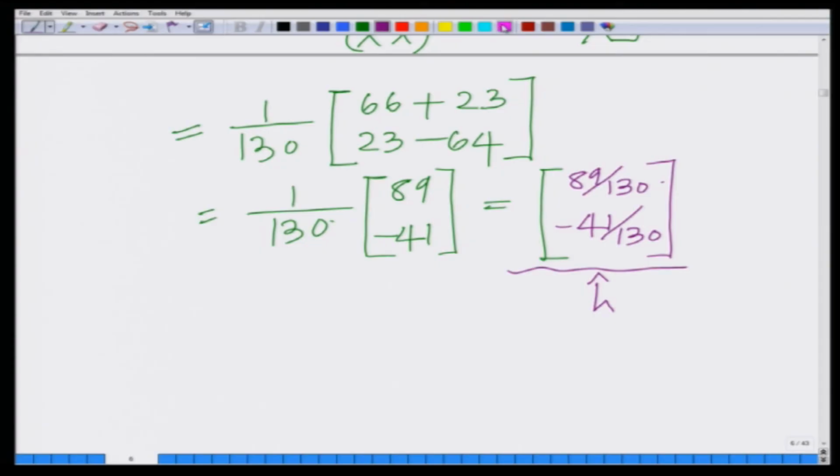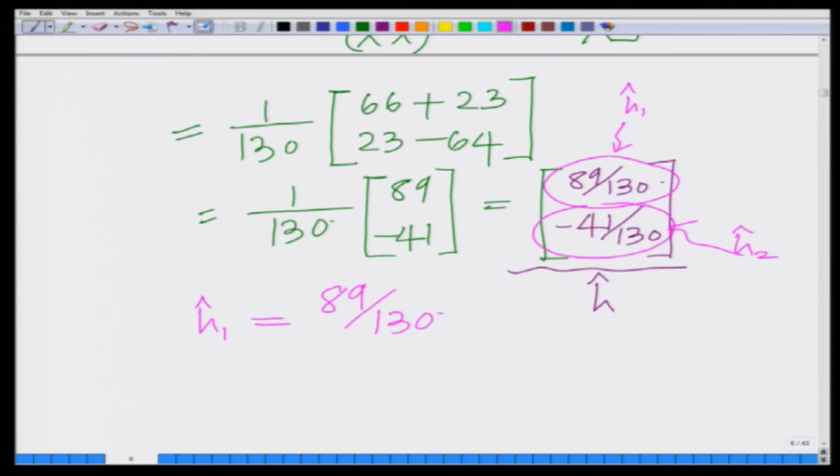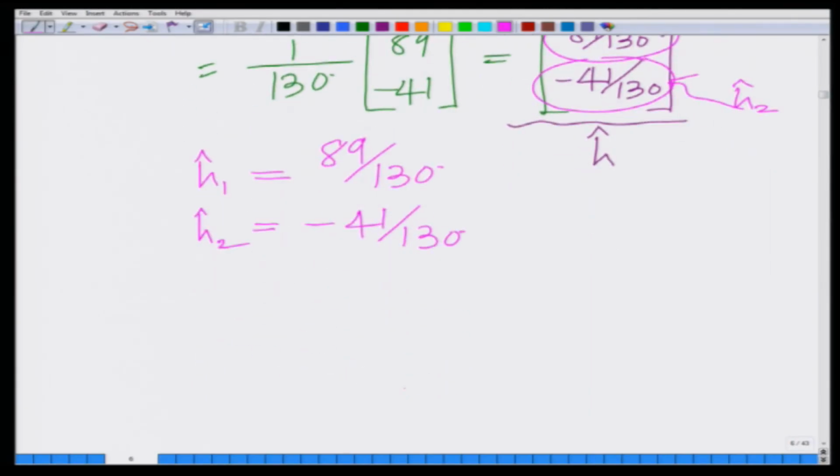Okay. And therefore, now this quantity you can see is your h1 hat, estimate of the first channel coefficient, and this is your h2 hat. So, therefore, h1 hat equals 89 by 130, h2 hat equals minus 41 by 130.